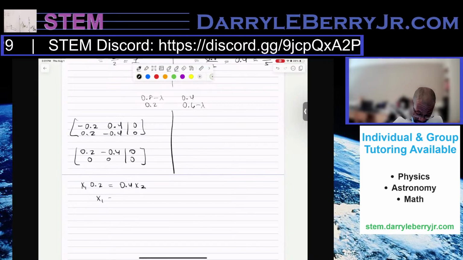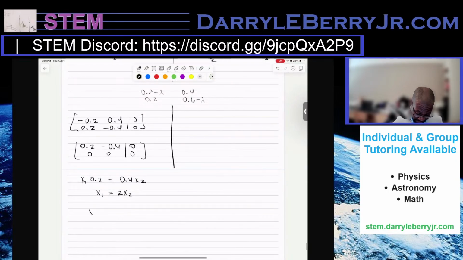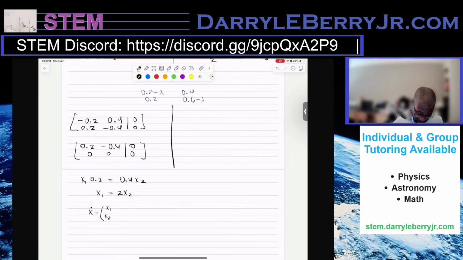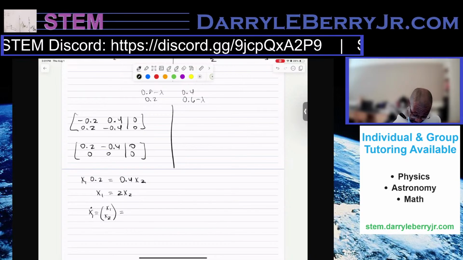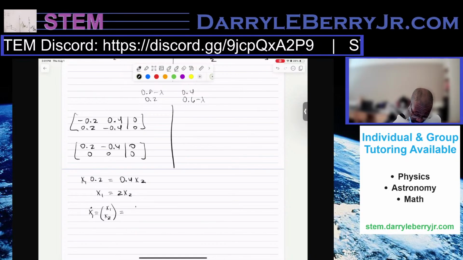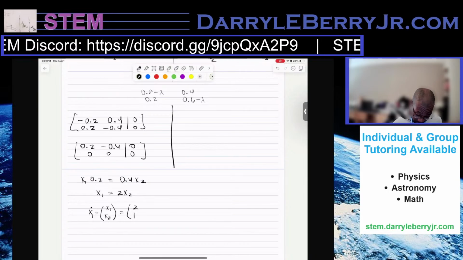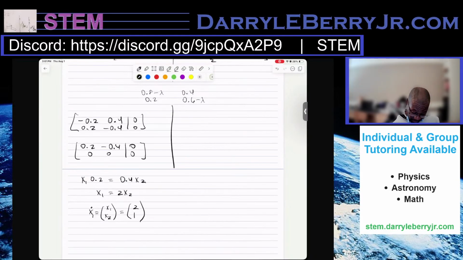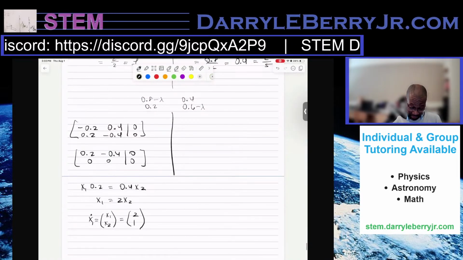So x1 equals 2x2. So that means that x, which is x1, x2, equals 2, 1. Because if I make x2 1, x1 is 2 times that. Let me know if you have any questions so far on the process and what we're doing.